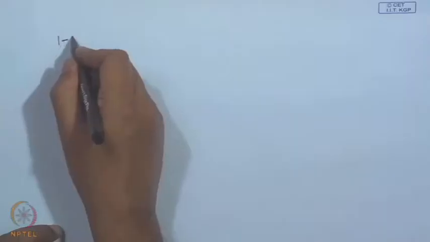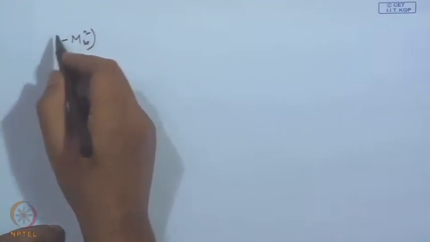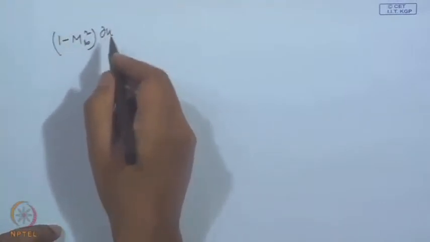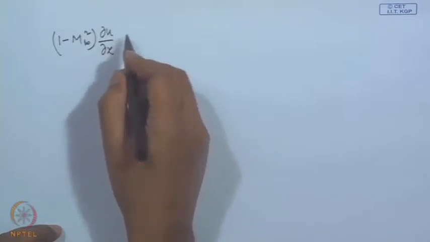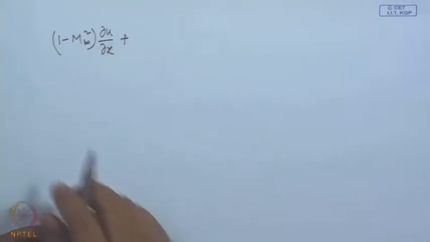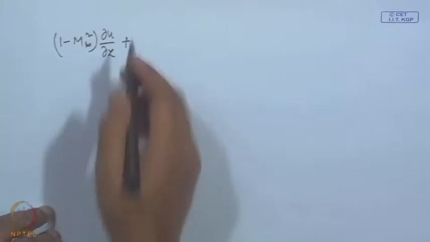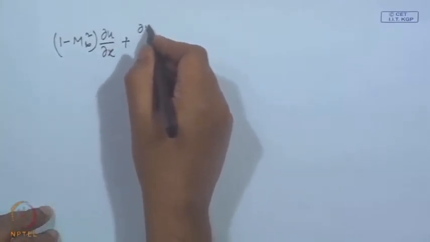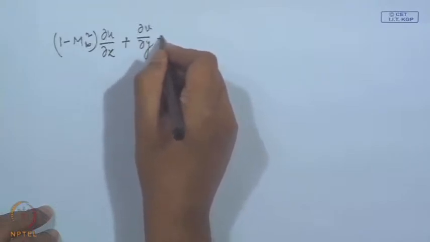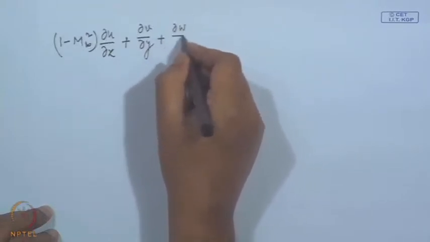Now, while deriving the small perturbation equation, neglecting the product and higher order terms in small perturbation, we obtained the following equations: 1 minus M infinity square du dx. That time we wrote the equation in terms of x 1, x 2, x 3, but now let us write them in terms of x, y, z, dv dy plus dw dz.